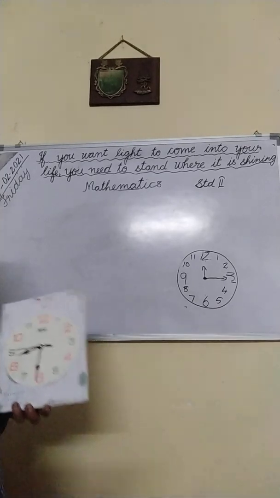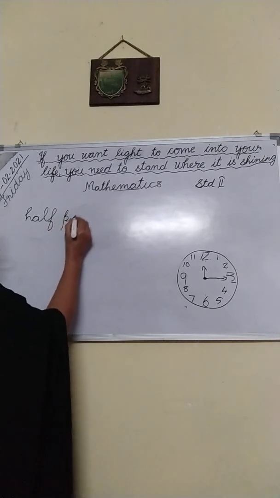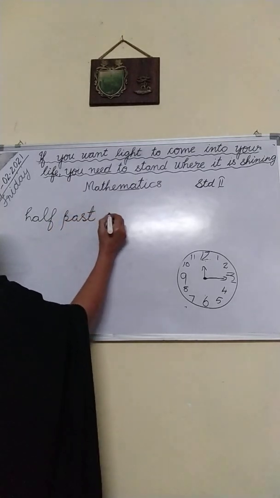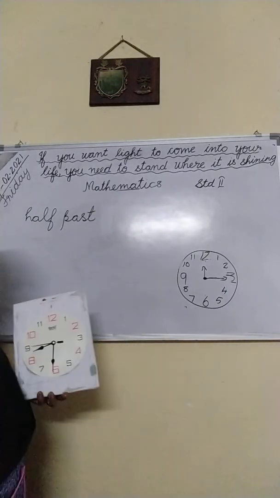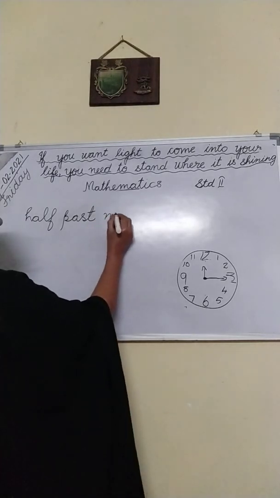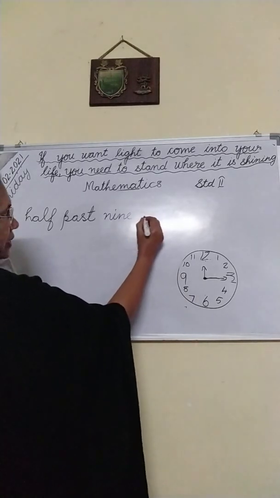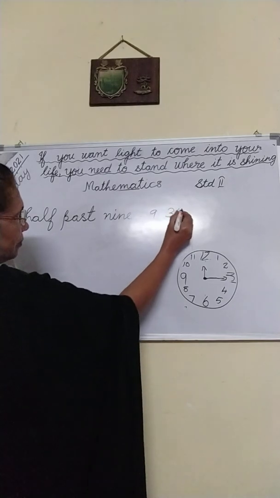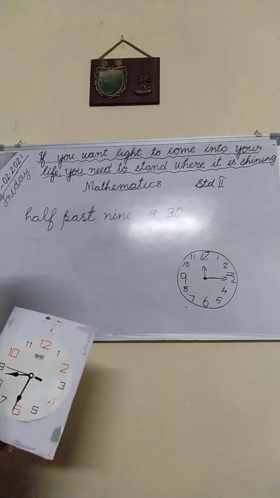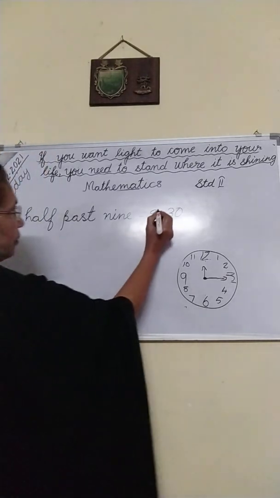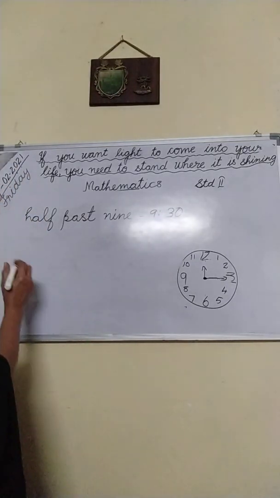Please look. 9:30. Write this also. How do you write that? 9:30 is 9:30. See, when you write the time, you have to put 2 dots like this. Okay, 9:30.